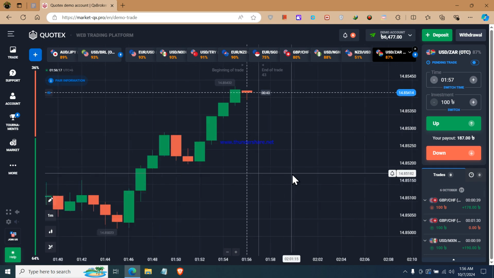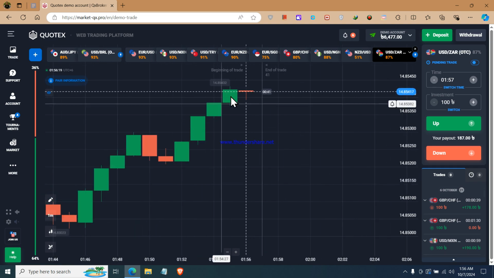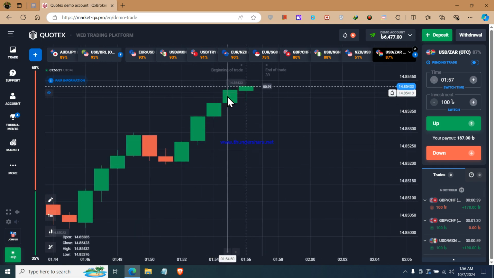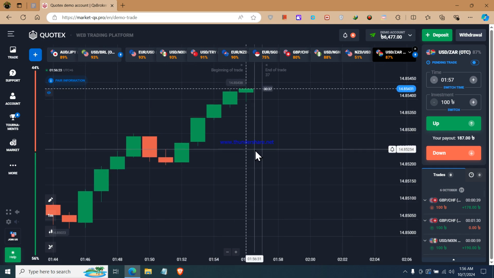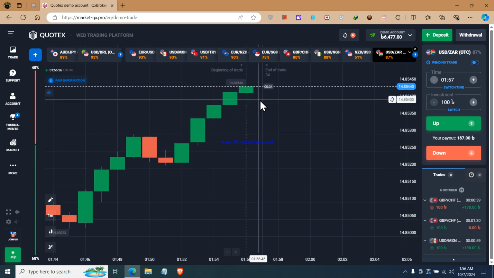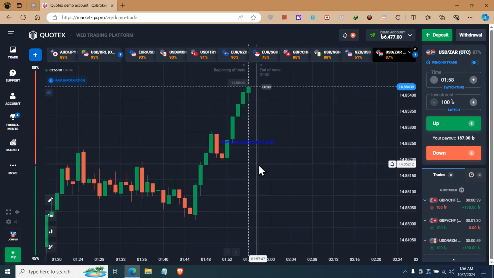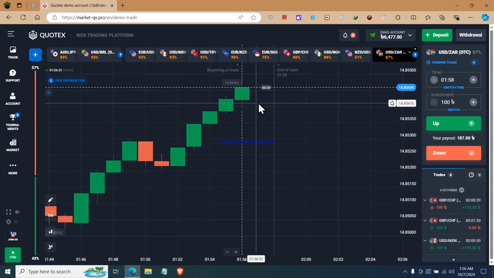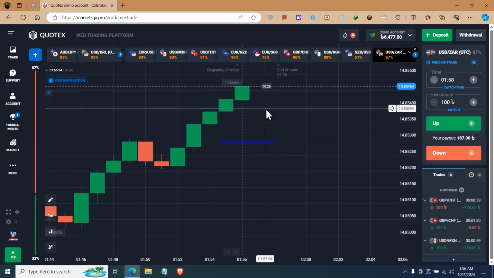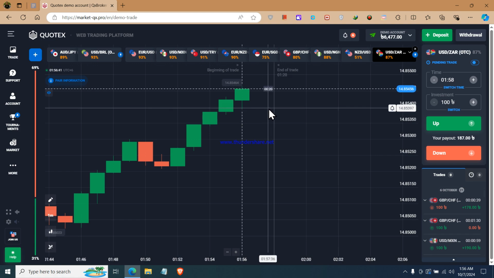Okay, so what's happening here is that the buyers are making strong candles, and they broke the 400 level. There's no data in the previous section, in the previous market. They broke the 400 level, and they are making a strong support from 400, which shows that the buyers are strong.